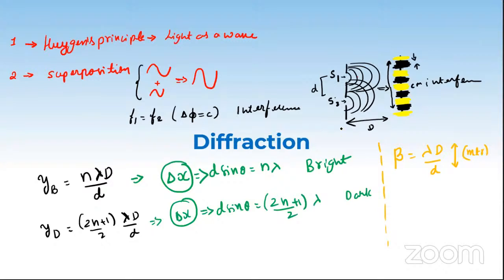Okay, and one more thing, along with the fringe width, we have also learned the angular fringe width theta, which is nothing but lambda by d. So this will be in radians. How much is the fringe width getting exposed to, right?